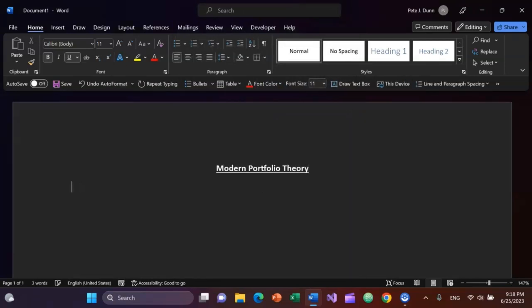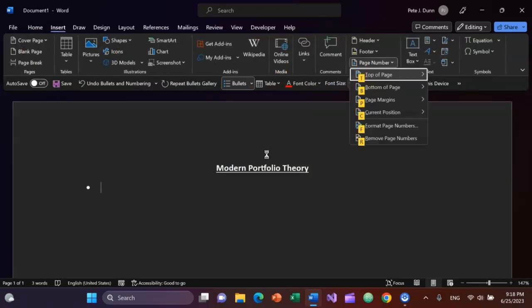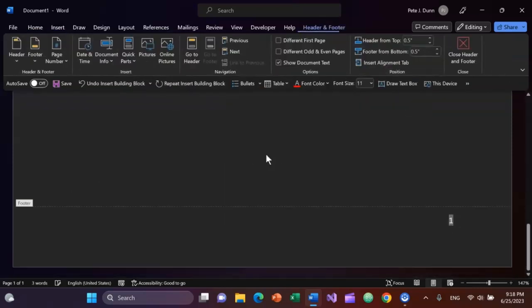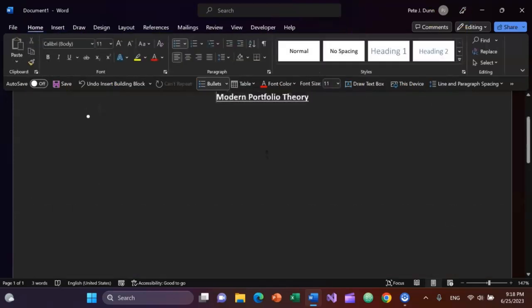The modern portfolio theory. And then to do bullet points, I have it as the fifth thing on my quick access toolbar, so I can press Alt 5. Alt N, N, U, B. To make page numbers, J as in Juliet, H as in Hotel, C as in Charlie to get out of that.